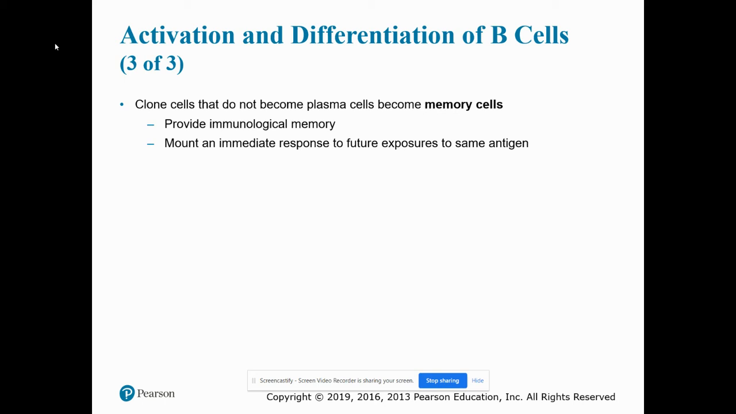Now, like I said, the vast majority of the clone cells become plasma cells, but the ones that don't become memory cells. These are going to provide immunological memory. And what this is going to allow is for our immune system to mount an immediate response to future exposures to that same antigen.